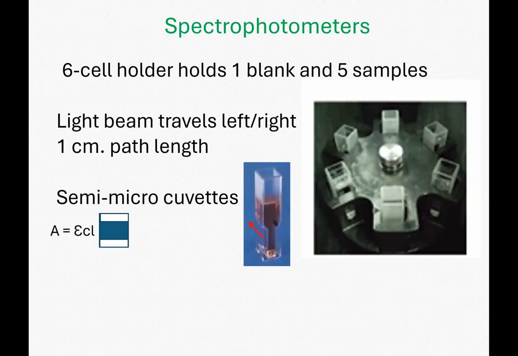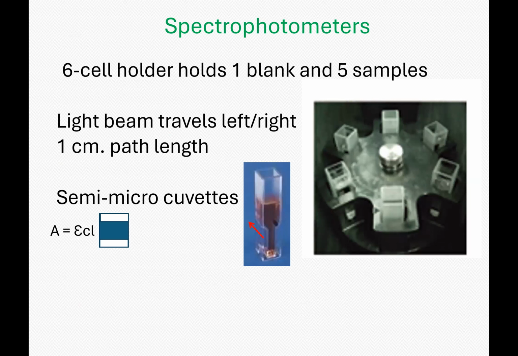Our spectrophotometers are great specs. They have a 6-cell holder, which holds 1 blank and 5 samples. The light beam travels left and right for the cuvette that's in front with a 1 centimeter path length. We are using semi-micro cuvettes, which means they're squished together in the bottom where the light goes through, so we don't need to use as much liquid.